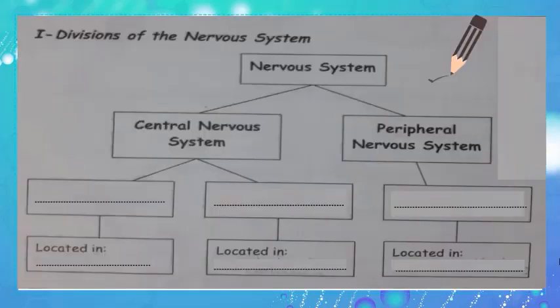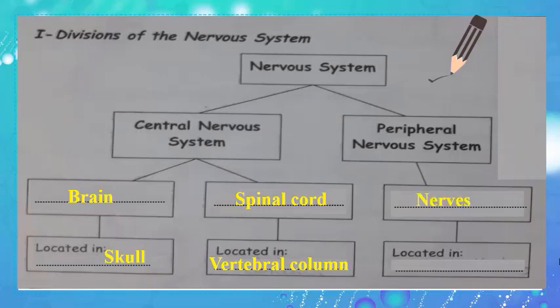Let's correct your work now. The central nervous system is made up of brain, which is located in the skull, and the spinal cord, which is located in the vertebral column. The peripheral nervous system is made up of nerves, which are located in the whole body.